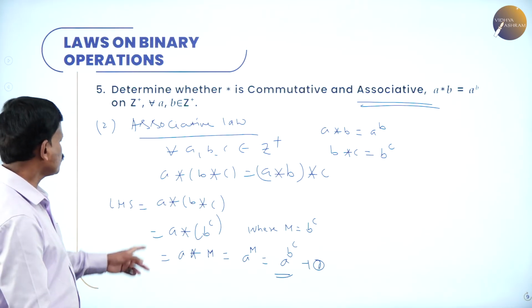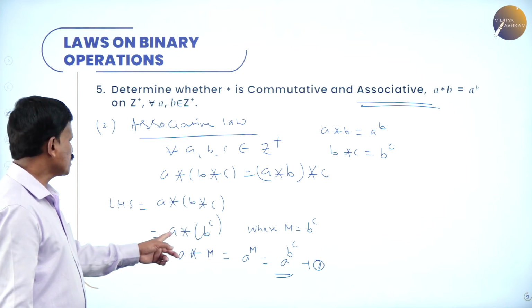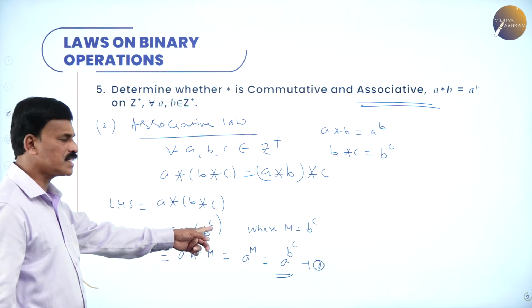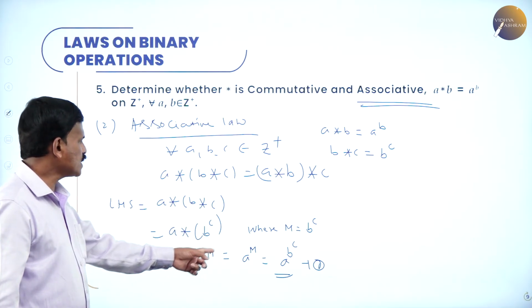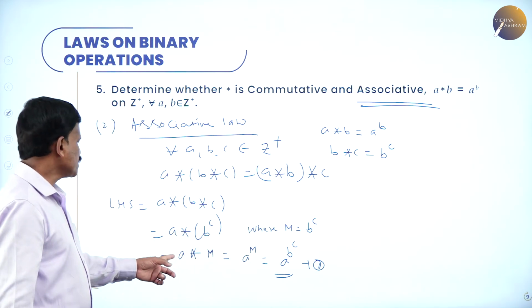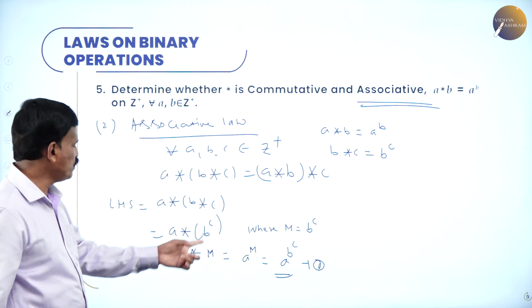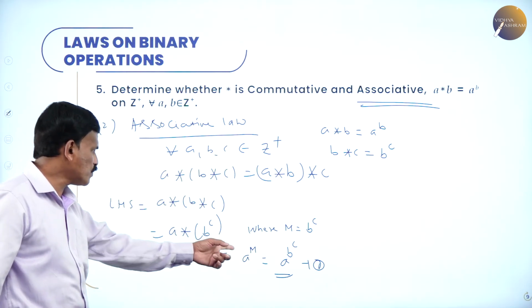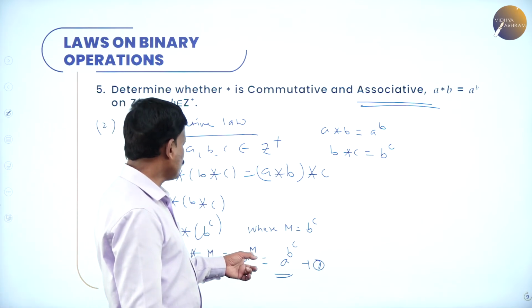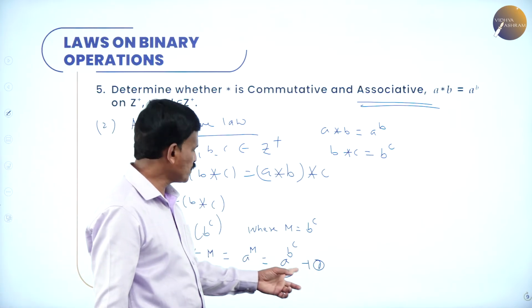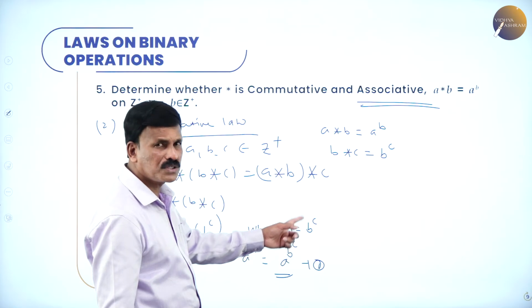Okay. So here, consider A star (B star C). B star C is B power C. Call it M. What is M? B to the power of C. Now, since A star B is equal to A power B, A star M is A to the power of M. What is M? A to the power of M is nothing but A to the power of B to the power of C.